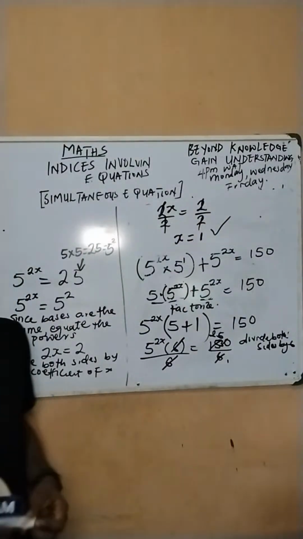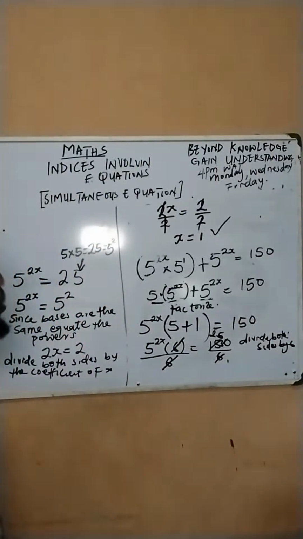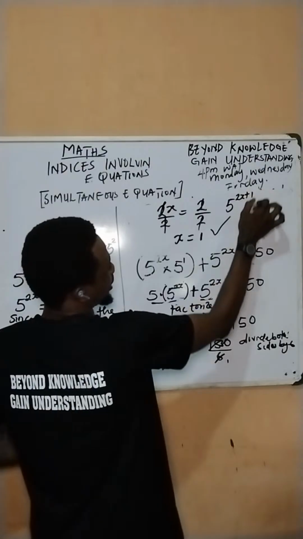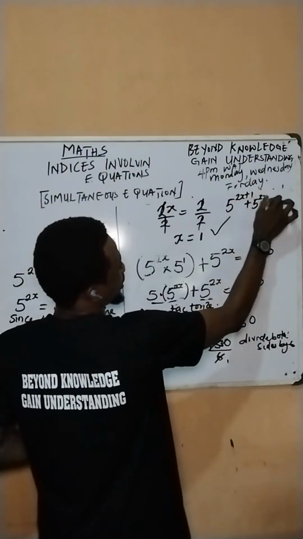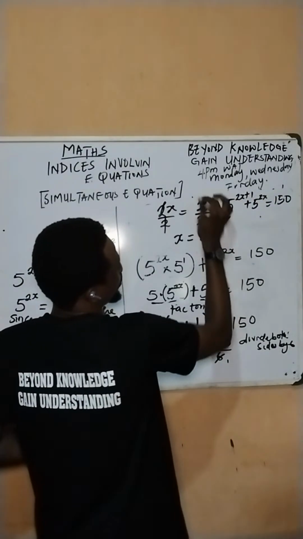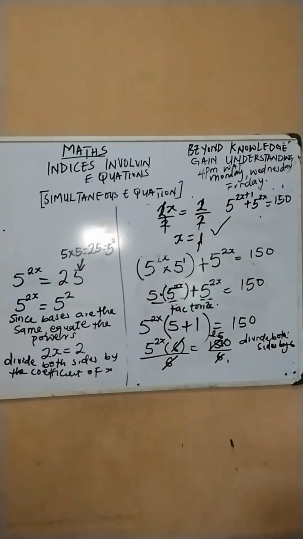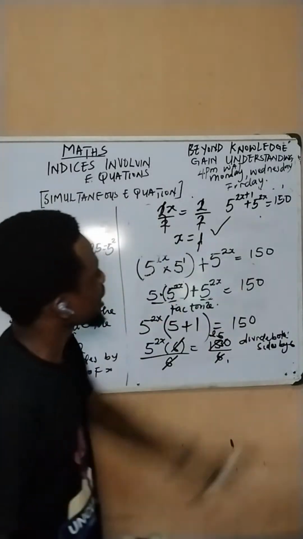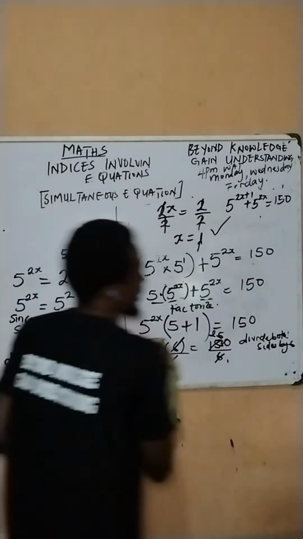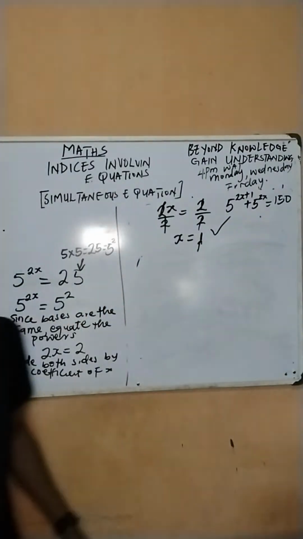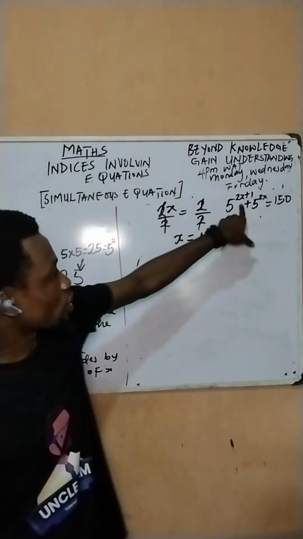So the value of the variable that satisfies the original expression, which is 5 raised to the power of 2x plus 1 plus 5 raised to the power of 2x equals 150, is what? x equals 1. And I can go on to check. I think that's the last thing that I will do. I'll go on to check if this particular expression is correct, that is to say, if the answer that we got for this given question is actually right. How do you do that? Anywhere you see x, substitute it with 1 here.